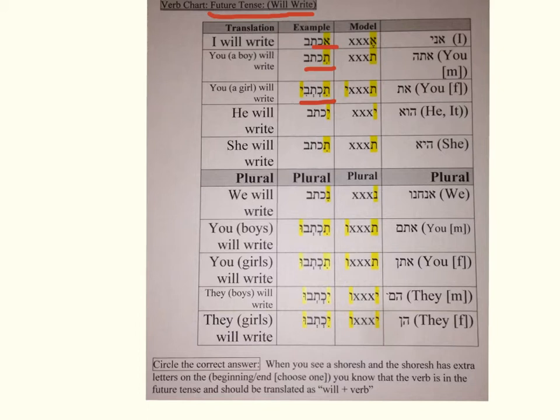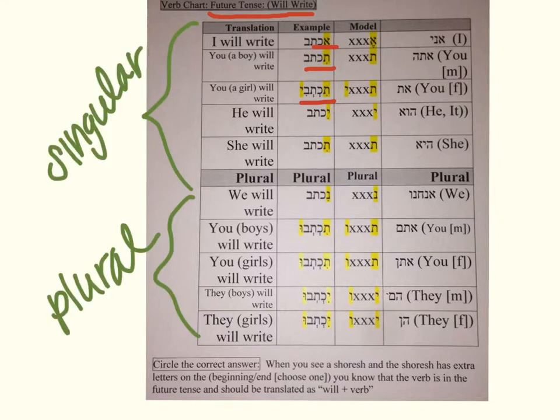And then the same thing, the bottom half of the chart goes into the plural, which we have a nun as a prefix for we will write, a tav for the prefix, but then also a vav at the end for a suffix for you will write for both boys and girls in the plural.